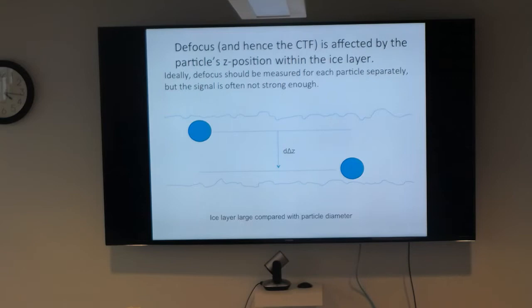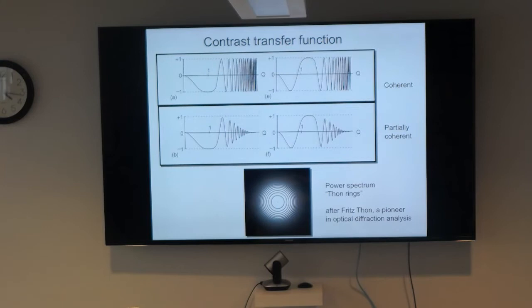So here are examples of contrast transfer functions. And the contrast transfer functions, of course, leave a signature in the Fourier spectrum, and that's called the Thon rings. Thon described this in something like 1964 or 1965 for the first time.